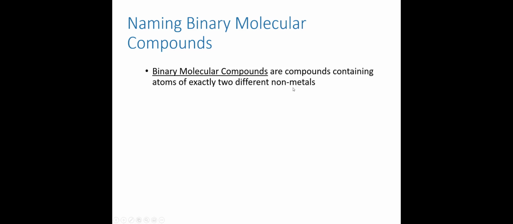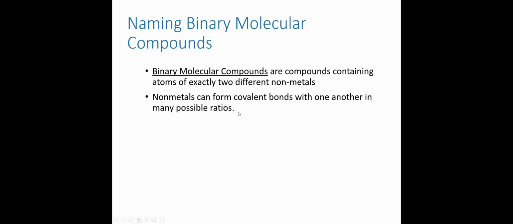That doesn't mean there's exactly two atoms. Like, for example, water is a binary molecular compound. It only has hydrogen and oxygen in it, even though there's two hydrogens and one oxygen atom. So, two different elements that are nonmetals.